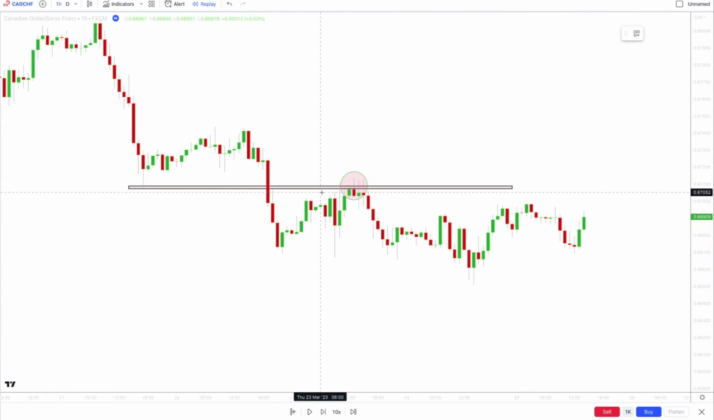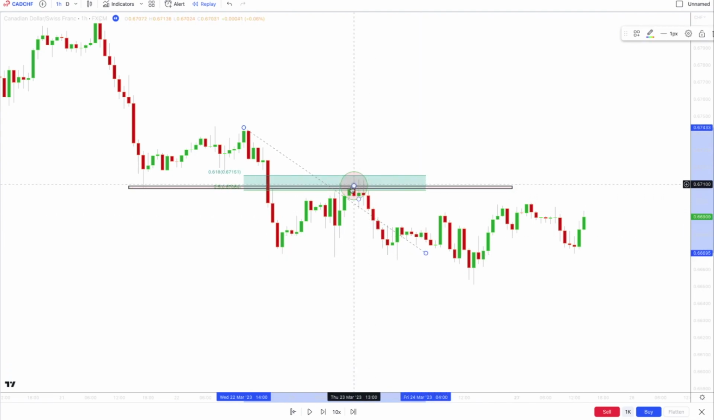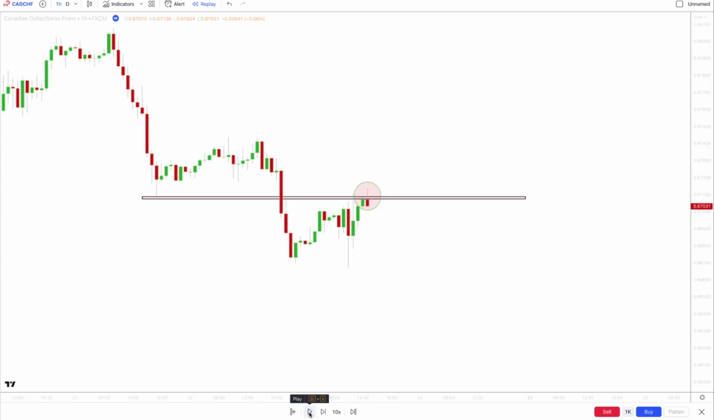In this case, we have a key resistance level, a pullback to it, and a high probability price action signal that got rejected from the 50% or 61.8% Fibonacci levels. This gives our trade a stronger chance of success.